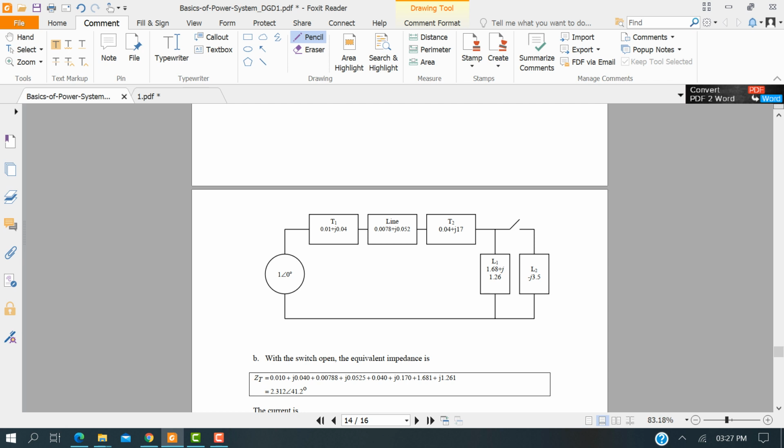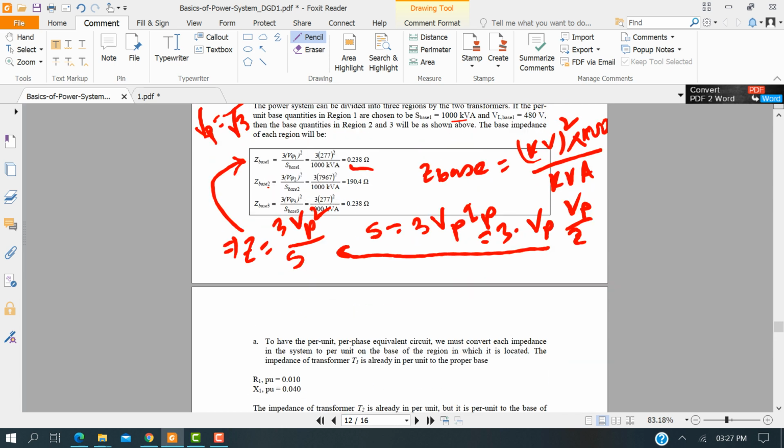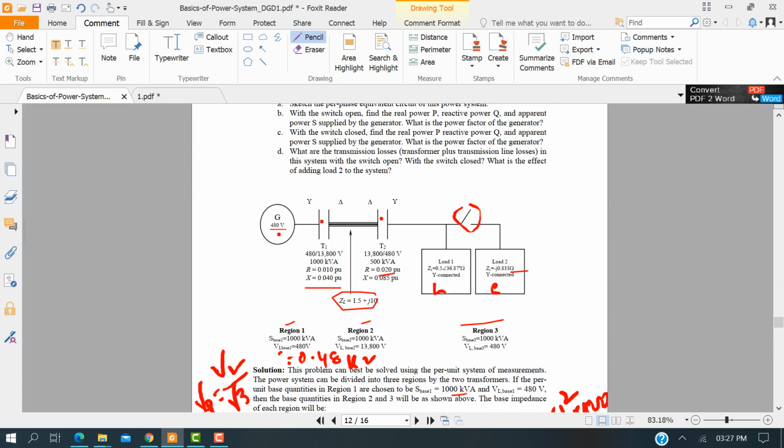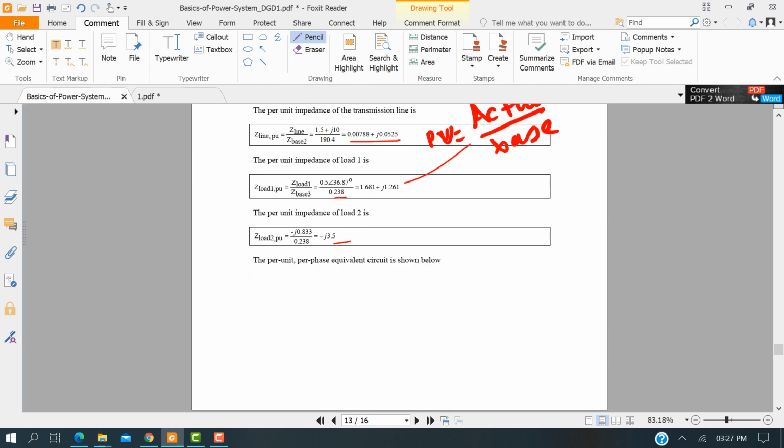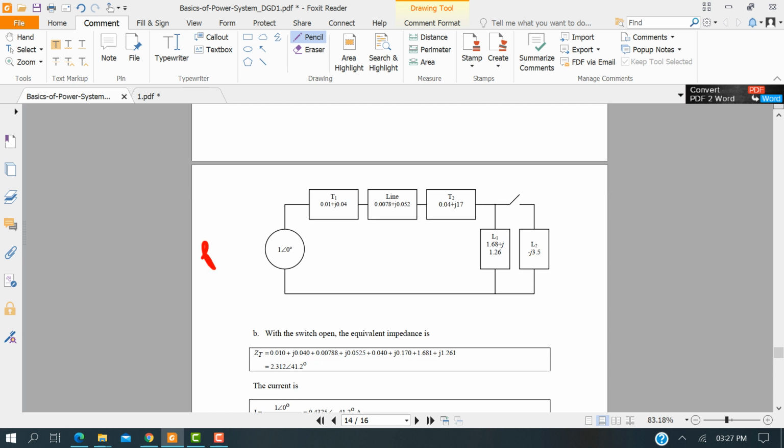Now it's time to draw the equivalent diagram. For the generator, you see that there is a 1. Why? Because the given value is 480, the actual value is 480, and here we choose 480 for base. So according to the formula, per unit equals actual over base, it's 1 at 0 degrees for the reference value.